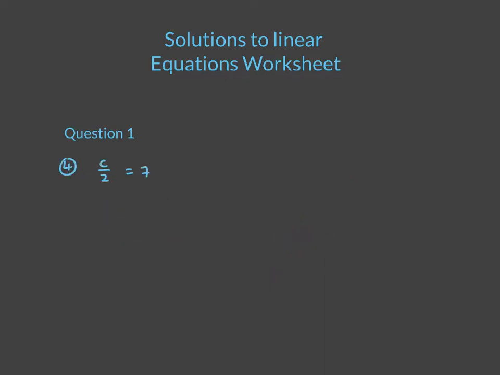Question 4. C over 2 is equal to 4. Multiply both sides by 2 to get rid of the divided by 2. C is equal to 14.